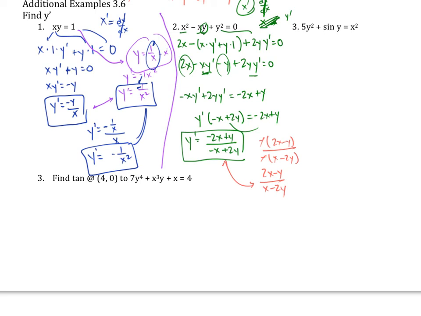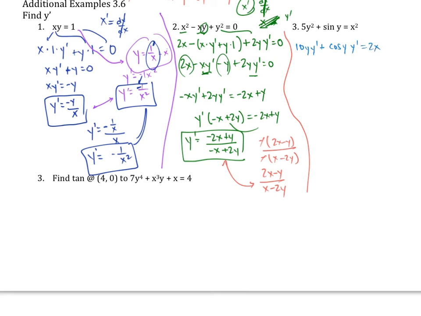Okay, taking a look at the next one. Let's try this next one now as well. I've got 5y squared plus sine y equals x squared. Okay, so taking the derivative here, I'll get 10y prime plus the cosine of y times y prime equals 2x.